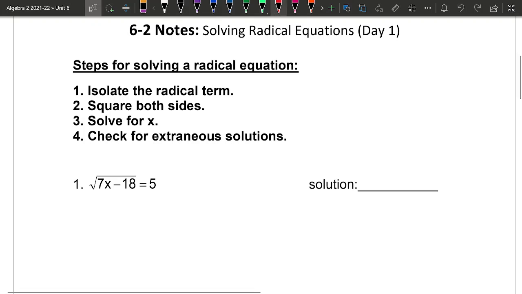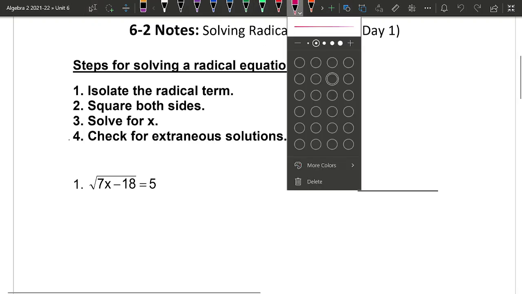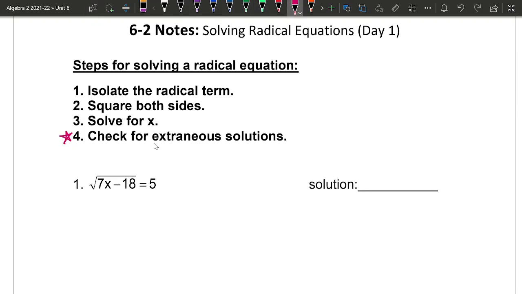You do have to make sure that you check for your extraneous solutions. So remember, extraneous solutions are kind of extra solutions. They give you a false statement when you plug it back into the original problem. It would say something like 3 equals 5. Well, 3 does not equal 5. It will never equal 5. So it's an extraneous solution. So then the answer would be no solution.